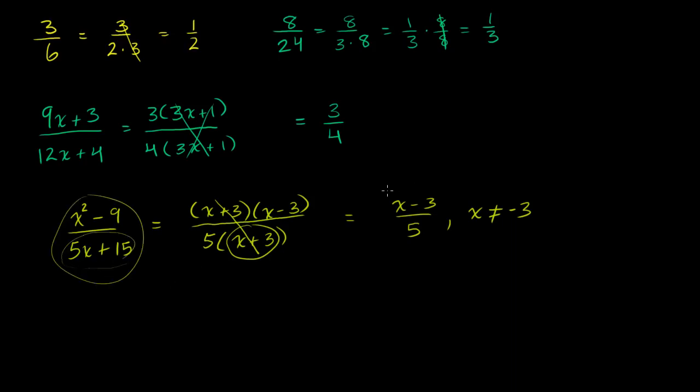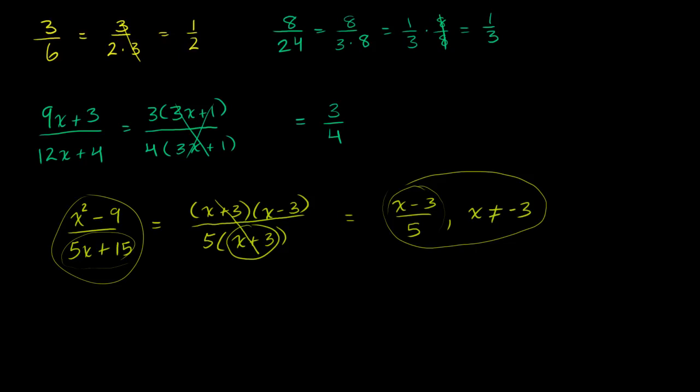So this and this whole thing are equivalent. This is not equivalent to this right here, because this is defined at x is equal to negative 3, while this isn't defined at x is equal to negative 3. So to make them the same, I also have to add the extra condition that x cannot equal negative 3.